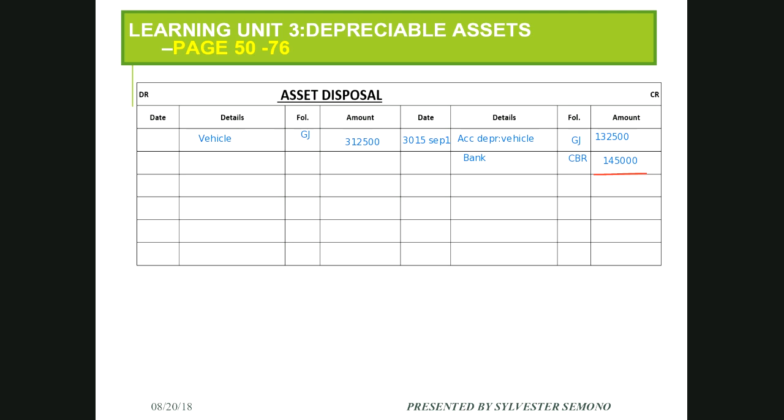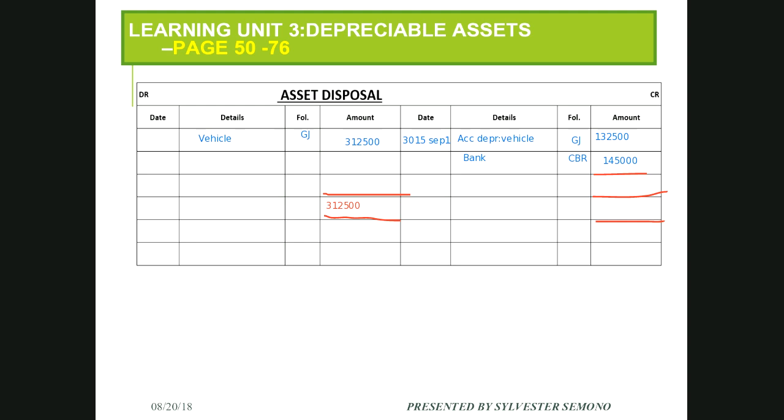Okay. So I should have drawn the line here because I want the space in between. I'm gonna do this because I'm trying to show you how to balance. So you said the biggest side is 312,500. Okay, I'm gonna put it here. 312,500. Remember how to balance the account from account 1A, eh? Okay, that's the biggest side.